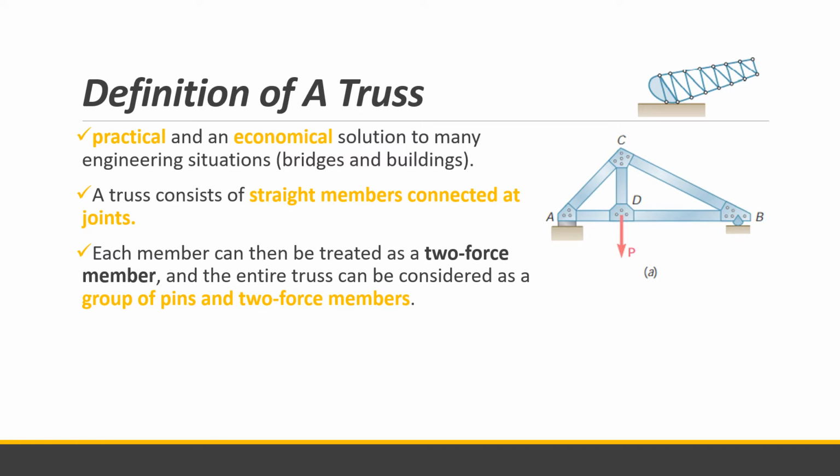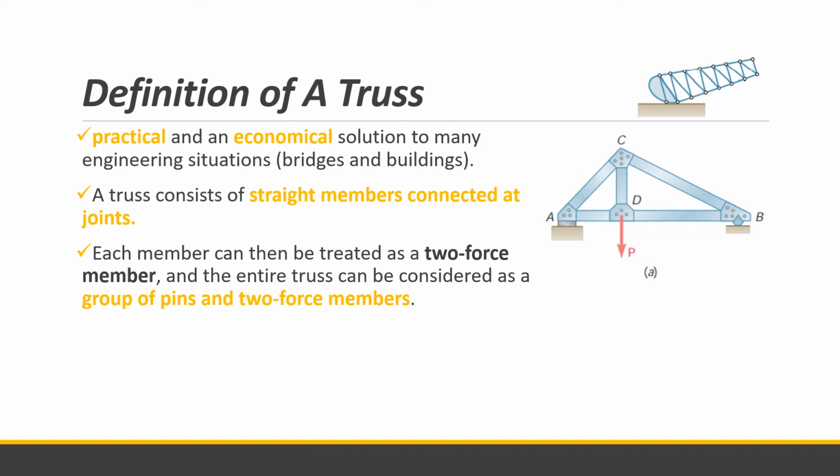It has two supports here, and force P applied at D. Truss members are connected at their extremities only, thus no member is continuous through a joint. Meaning in identifying the members of a truss, it is only between the connections or between the pins. So we have members AC, AD, CD, DB and CB. There is no member AB.